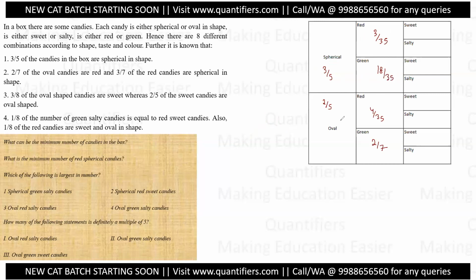All right, this is the part that is given to us. Now 3 by 8 of the oval candies are sweet. Oval candies are 2 by 5. Out of that 3 by 8 are sweet. Right, that is 3 by 20 are sweet. All right, so sweet are 3 by 20.